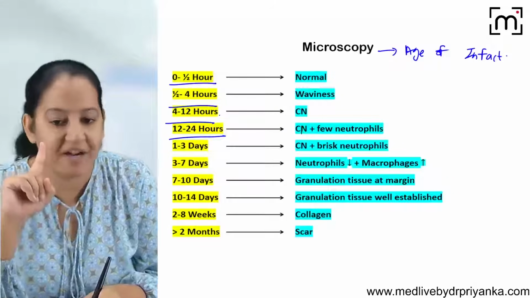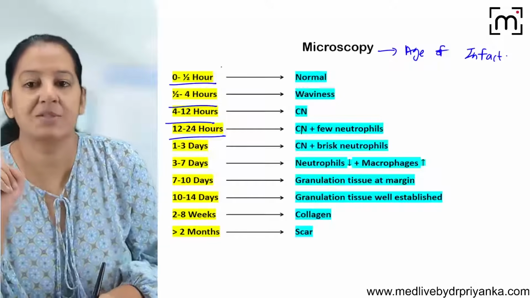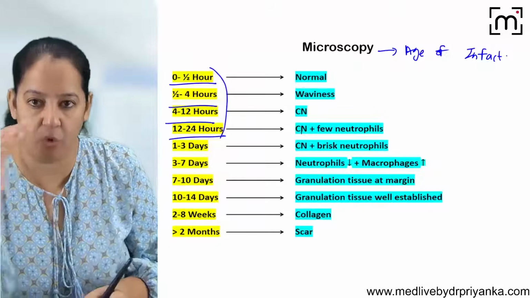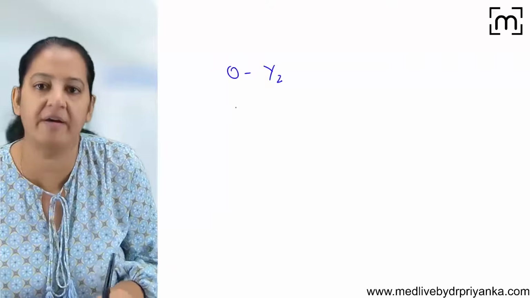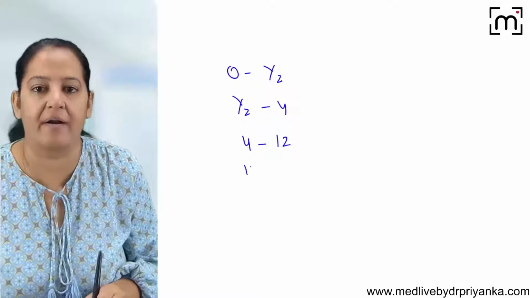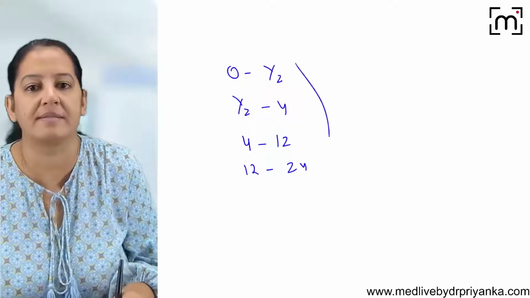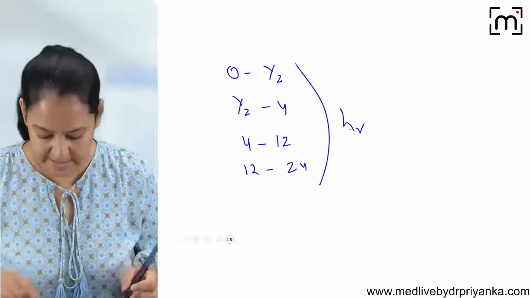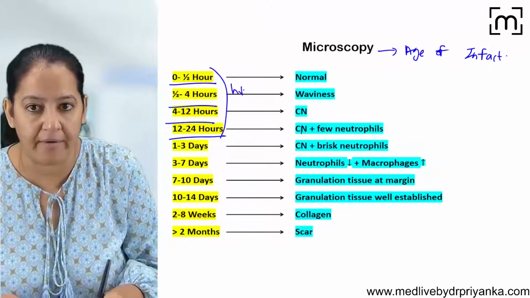So one day, 24 hours means one day. We divide one day into four different portions: 0 to half hour, half to 4 hour, 4 to 12 hour, and 12 to 24 hours. 24 hours means one day.